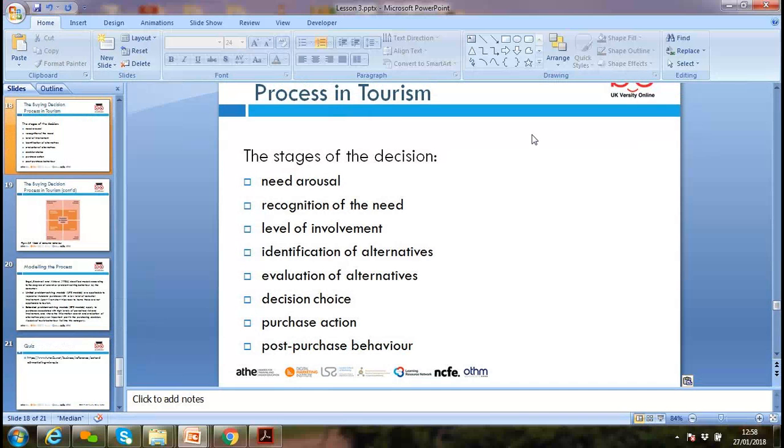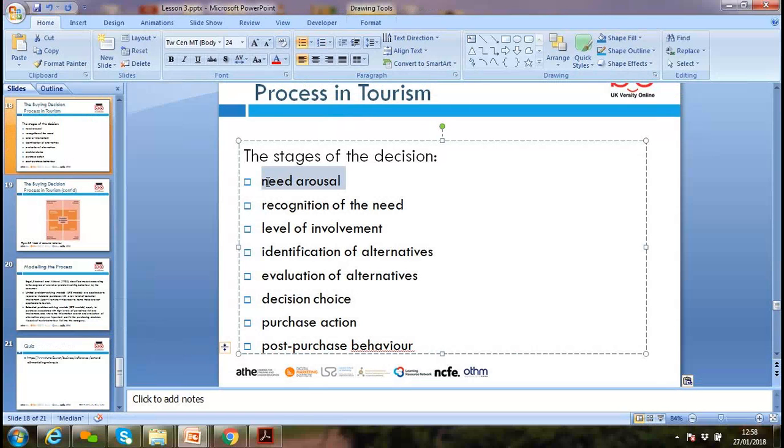Next, the process in the tourism industry, these are the stages. Decision making first is a need. So we need to look around, then we can recognize the need. First, we need to explore the need. We need to recognize what type of need they have. We need to look at the level of involvement, how much they are interested, and identification of alternatives.